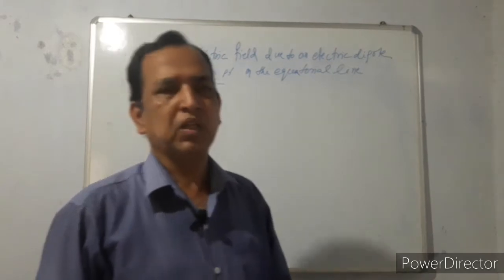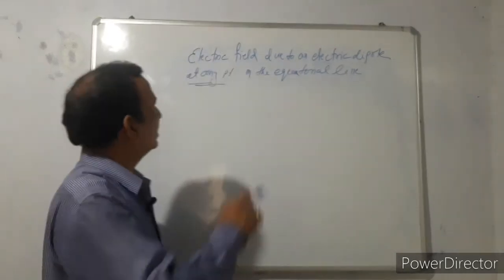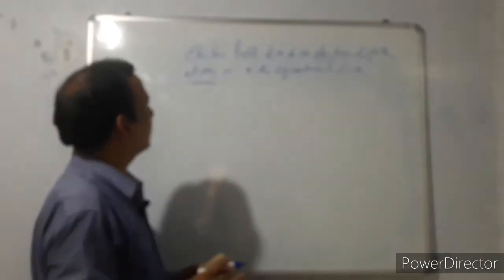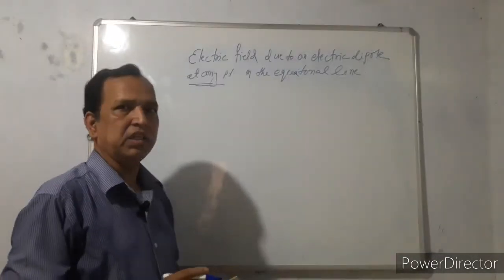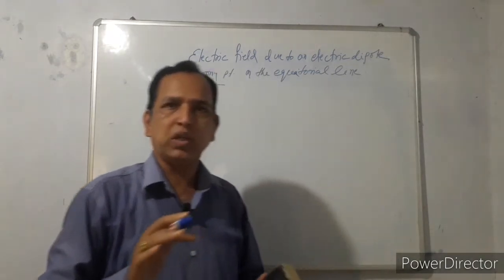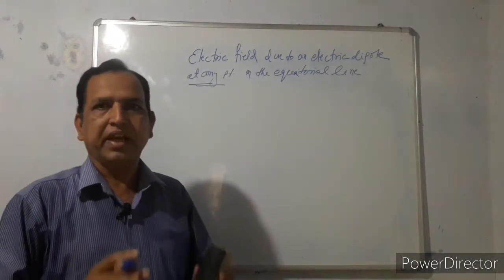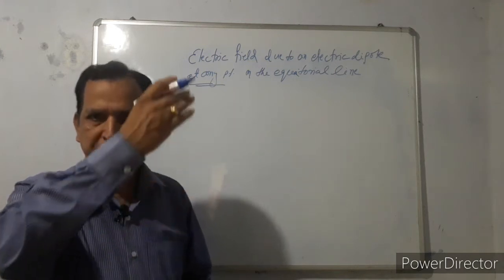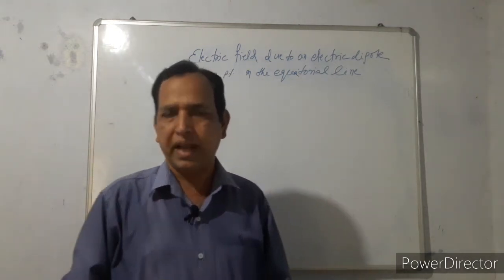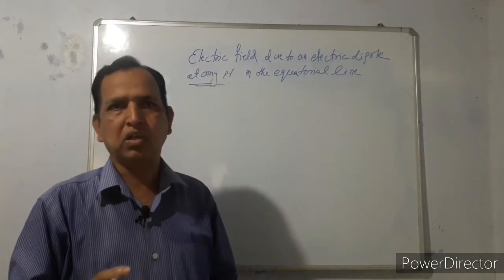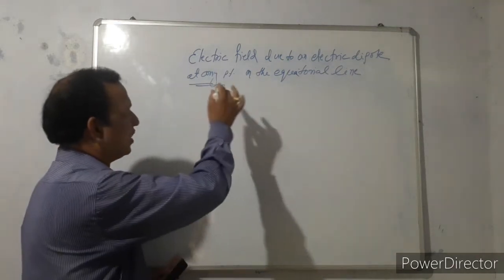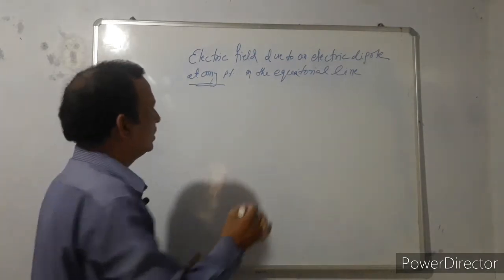Welcome to all. Today's topic is electric field due to an electric dipole at any point on the equatorial line. What is the equatorial line? The equatorial line is the line passing through the center of the dipole and perpendicular to the axial line. Now, first, what is the electric field due to an electric dipole?